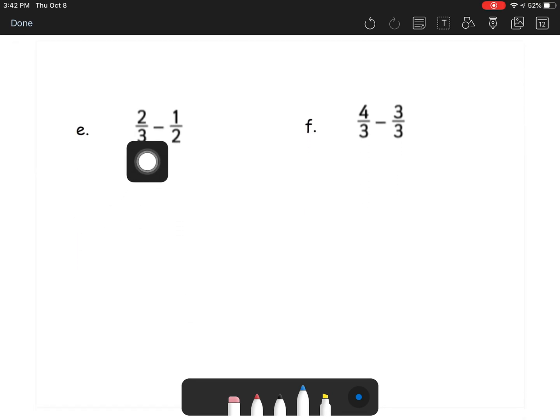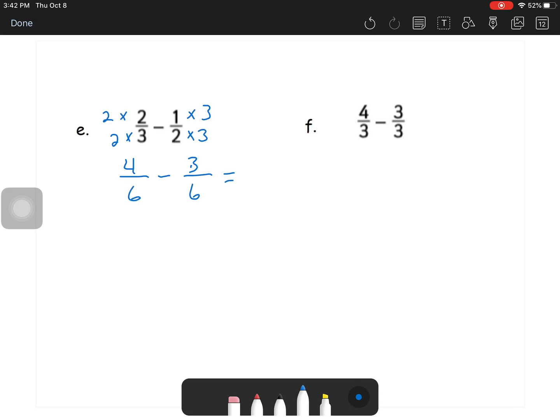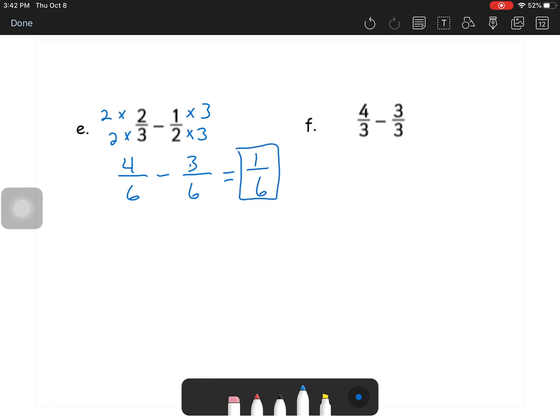Okay, this one now, 3 and 2. Can I change that 2 into a 3 by multiplication? No, I cannot. So this would be one where we have to change them both. So I can change them both into 6. If I multiply one of them by 3 and the other one by 2, then I will have 4 over 6 for this first one, and I will have 3 over 6 for the second one. Now I can subtract. 4 minus 3 is 1, so I get 1 over 6.